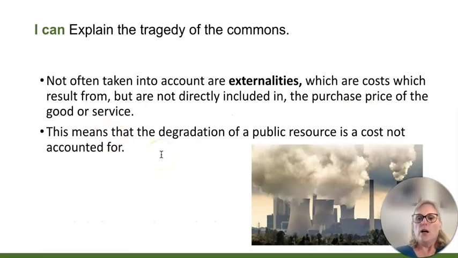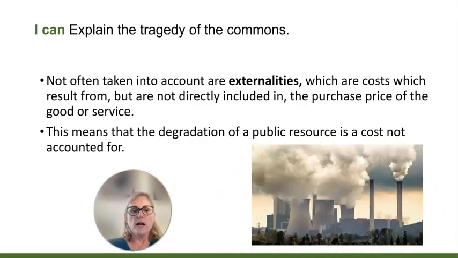Okay, so when we have a commons, a lot of times people use the commons without taking into effect or an understanding of what an externality is. So it's a cost that results from, but is not included in the purchase price of something. For example, if you buy a car and that factory pollutes the air, the pollution price is not included in the price of the car unless that company is forced to clean up the air that they polluted, and that costs money. It's by law they have to. And in a lot of places they aren't.